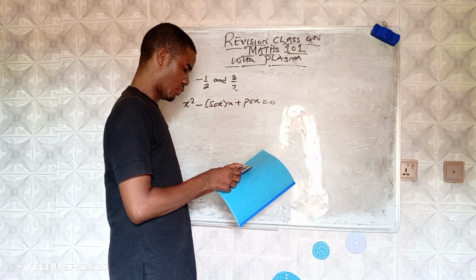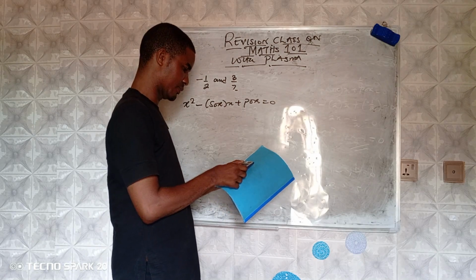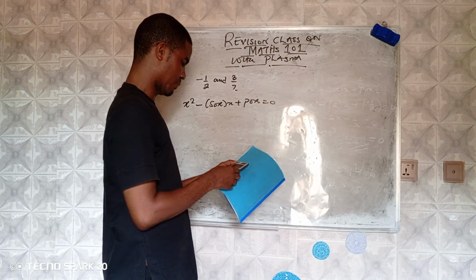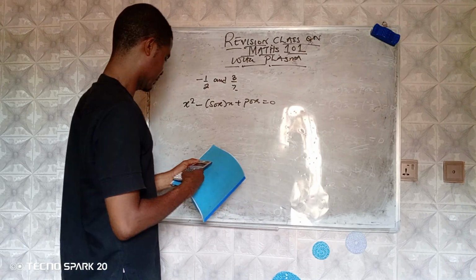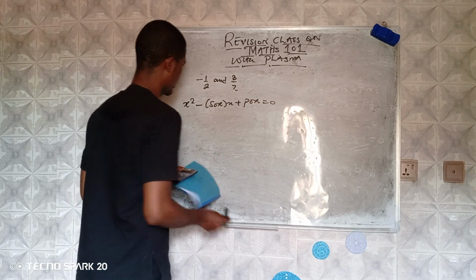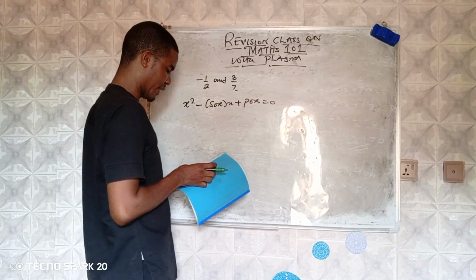So I have 1 over 2 plus 3 over 2. That will give me 2. So minus 1 over 2, sorry.